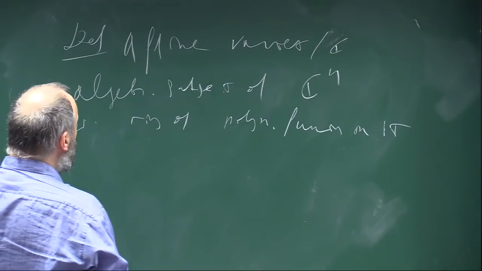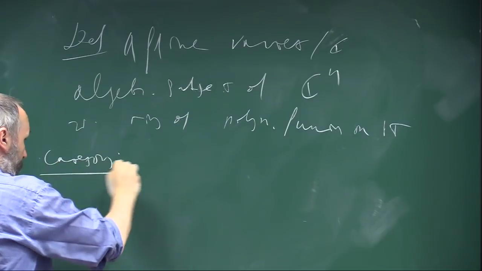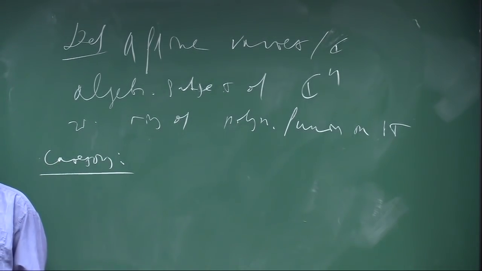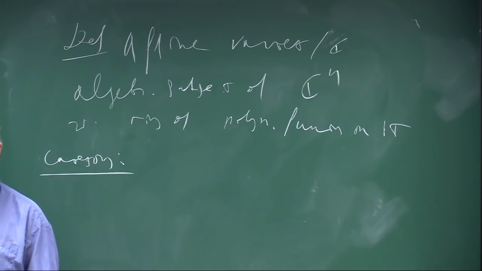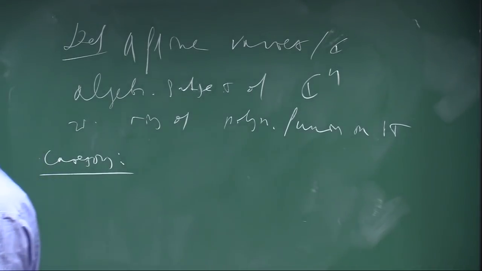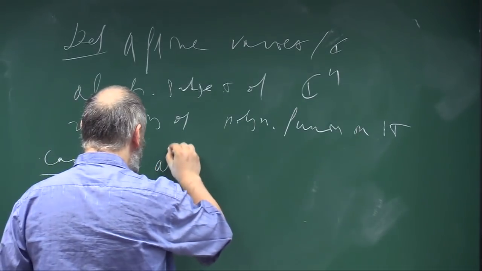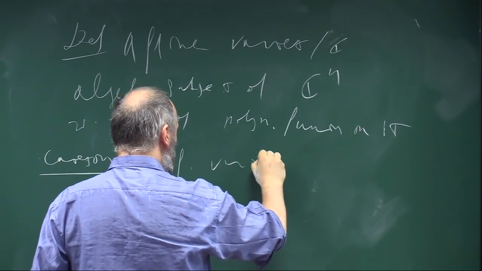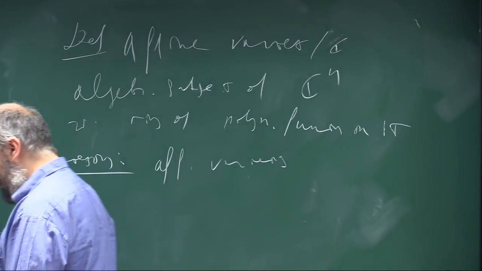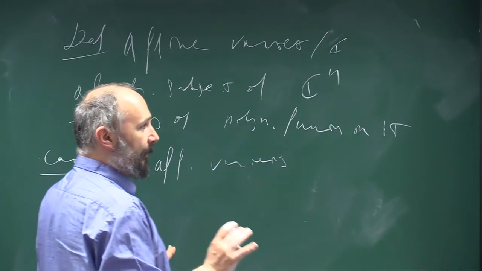And then this is a category, because the composition of polynomial functions is clearly polynomial. And what else do we need about categories? We need identity, and identity is polynomial, and we need associativity, which is clear. So these are affine varieties. And it turns out that this category is equivalent to another category, just of rings, but let me explain that.